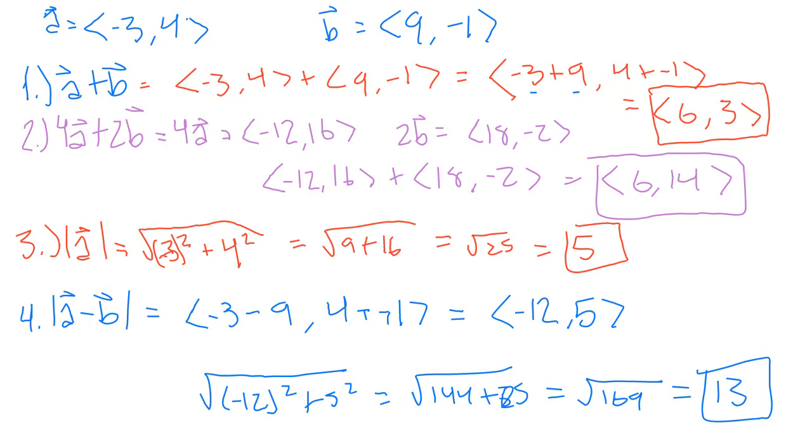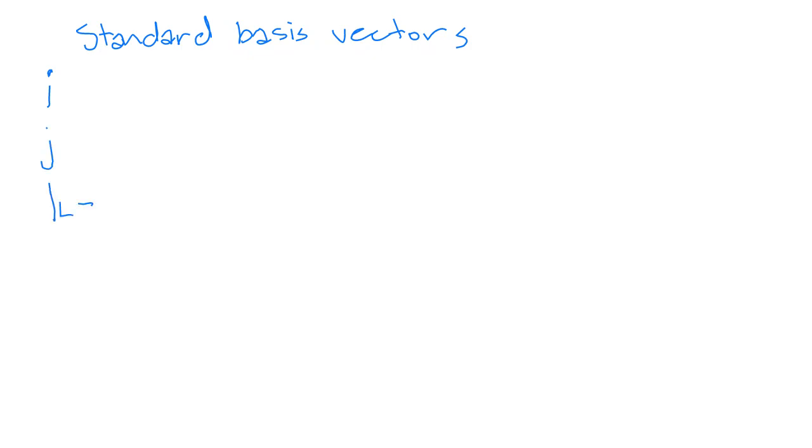So now that we've worked with some of our properties, let's touch on three special vectors. These vectors are what we're going to call standard basis vectors. These are going to be called i, j, and k.